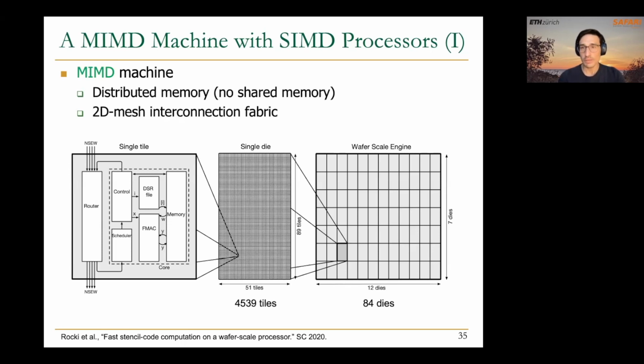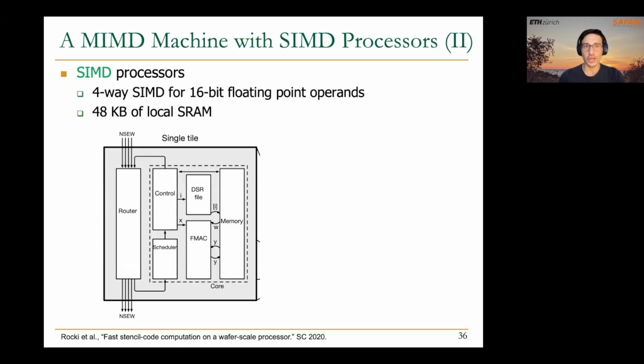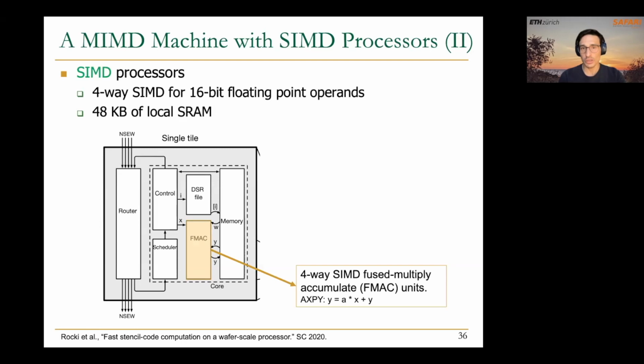So this is a MIMD machine, but if we go deeper into the tiles, what we will find is a SIMD processor, and in particular, we can identify the fused multiply-add unit that is essentially a four-way SIMD unit that executes this AXPY operation. We perform a multiplication and then one addition. We also have these address registers in order to address the access to the local memory, a local SRAM of 48 kilobytes, as you can see.